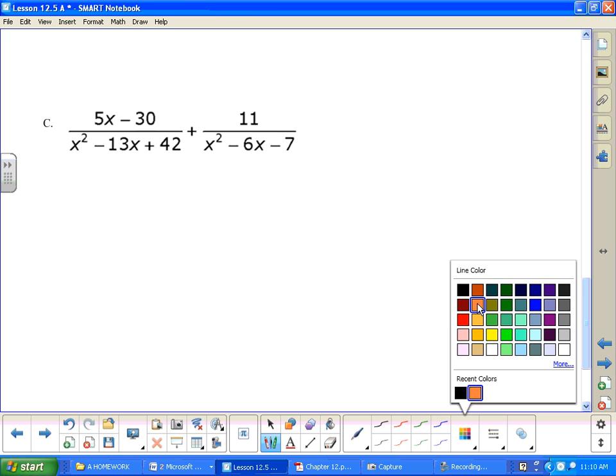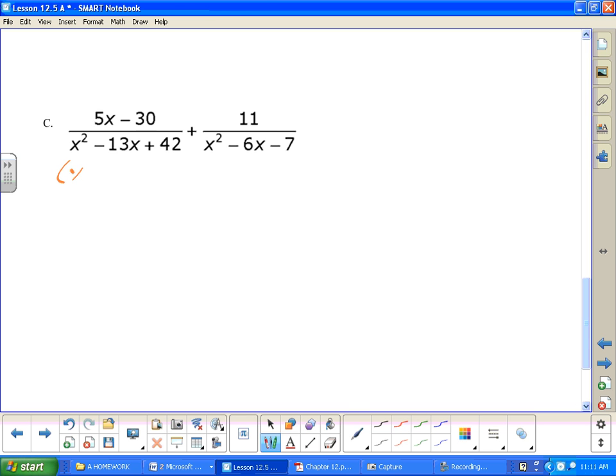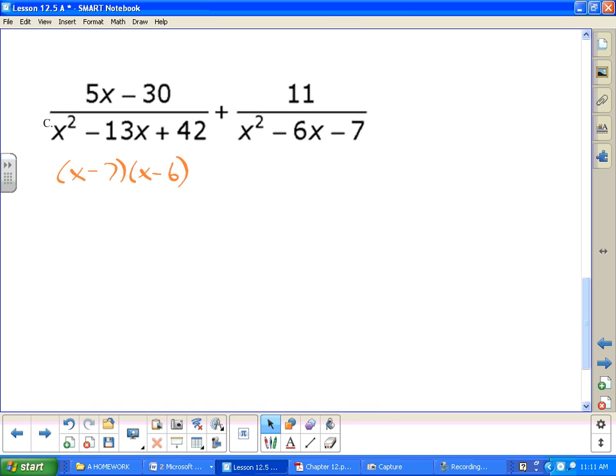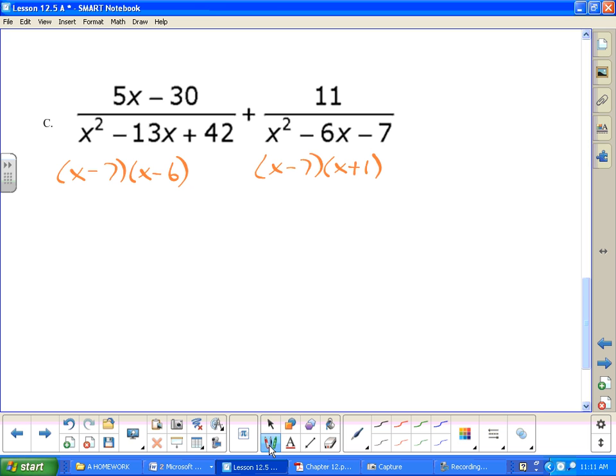Okay, so let's try factoring. So if I factor this one, we get x minus 7 and x minus 6, right? And if we factor the right side, we get x minus 7 and x plus 1. Okay. So do they have anything in common? Okay, they have an x minus 7. Great, that helps me. So then, what does the left side have that the right side doesn't? Okay, x minus 6.